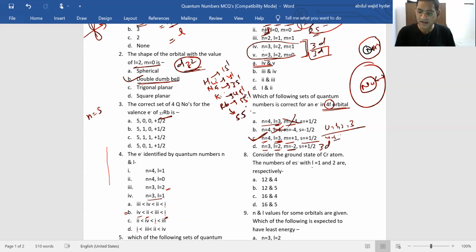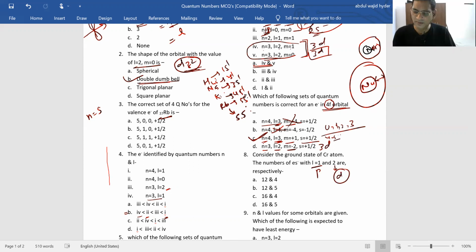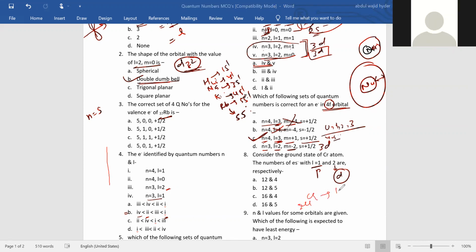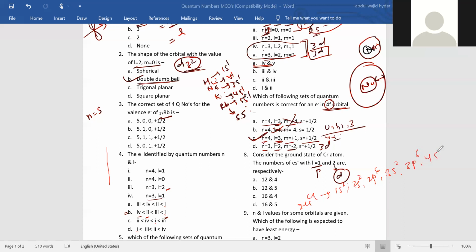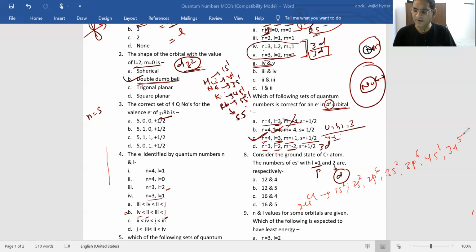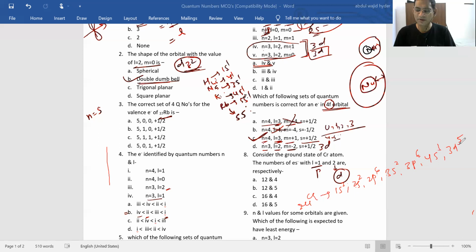L is equal to 1 means P electron. L is equal to 2 means D electrons. So just write down the electronic configuration of chromium. Chromium is 24. Electronic configuration will be 1s2, 2s2, 2p6, 3s2, 3p6, 4s1, 3d5. Chromium has 3d5. So 2, 4, 10, 12, 18, 19, 24.